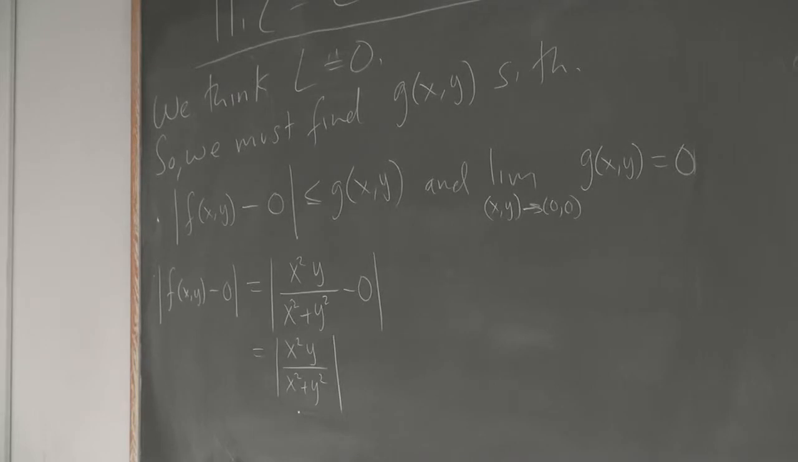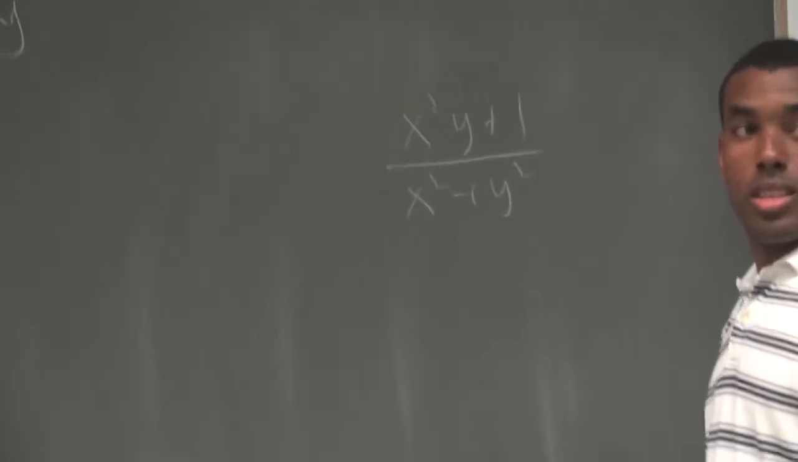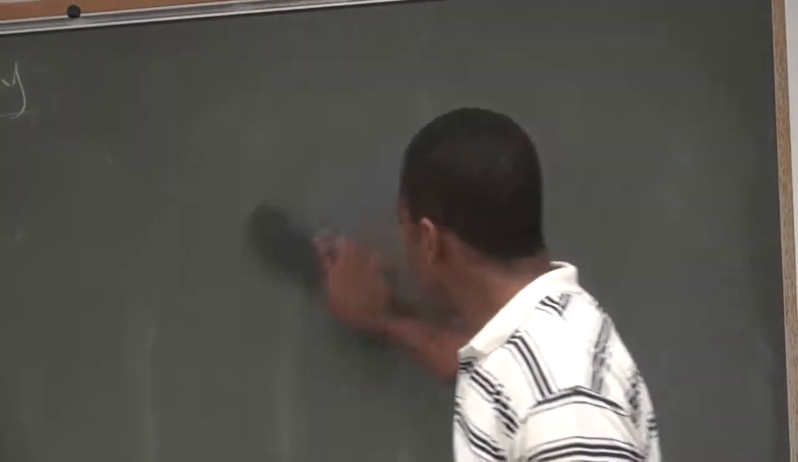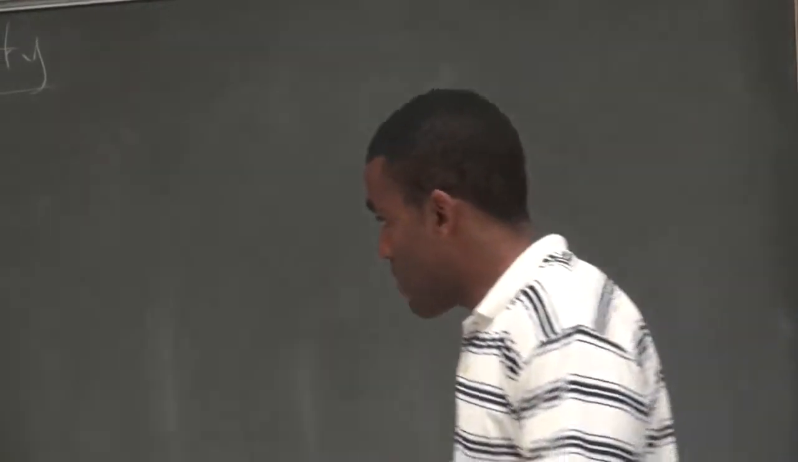No. Do we know that goes to 0 as x and y go to 0? Just take out the y squared. It's bigger, right? Take out the y squared. So you have x squared y over x squared plus y squared. This is actually less than or equal to x squared y over x squared.